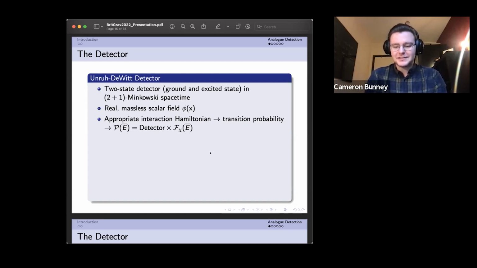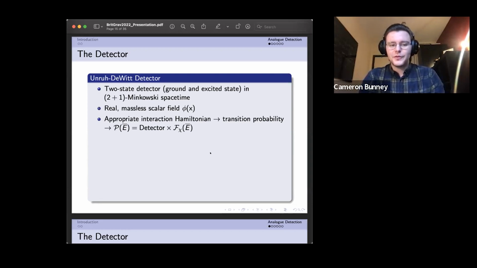Wightman function, if we used a coupling where we just take the field and multiply it by our detector monopole moment operator, which is representing our interaction, this is infrared divergent. So if we want a quantity that we can deal with, we instead use a derivative coupling to remove this divergence. So working to first order perturbation theory, we can calculate a transition probability, the probability that our detector will detect something, so go from its ground to its excited state.